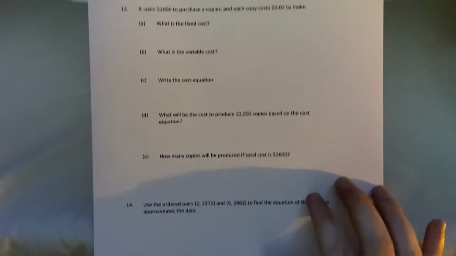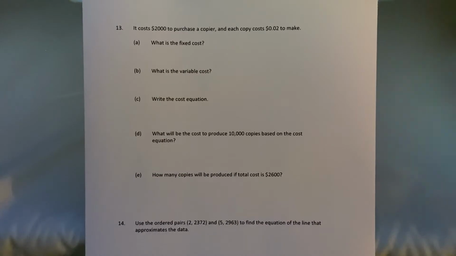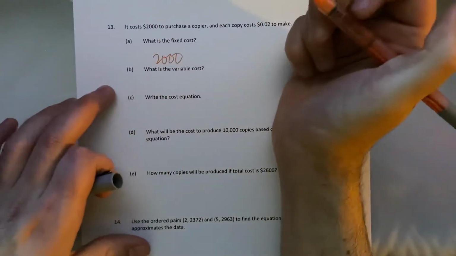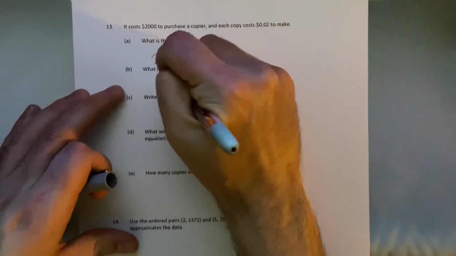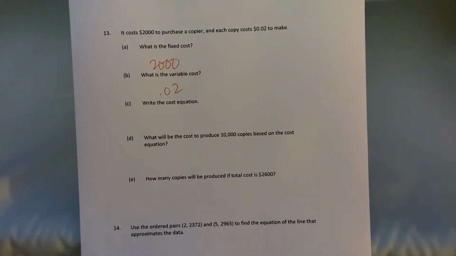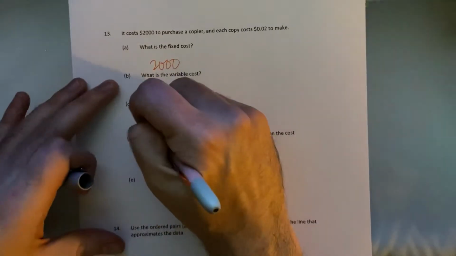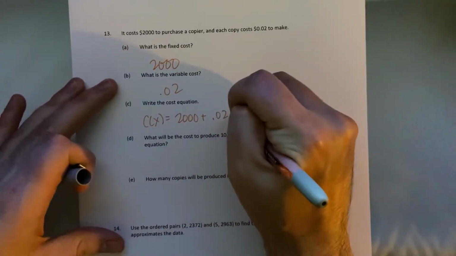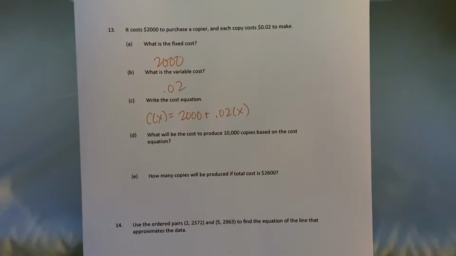Let's continue. Other types of questions you might have. Business applications of linear equations. It costs $2,000 to purchase a copier, and each copy costs 2 cents to make. What is the fixed cost? The $2,000 that you have to pay. The variable cost is the 2 cents you pay per copy. So each time you want to make something, it varies based on how much you want to make. So that means the cost equation is always your fixed cost plus your variable cost times x, because you don't know how many pages you're actually going to make.